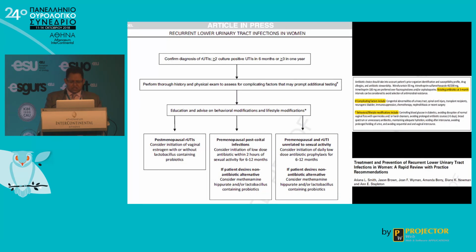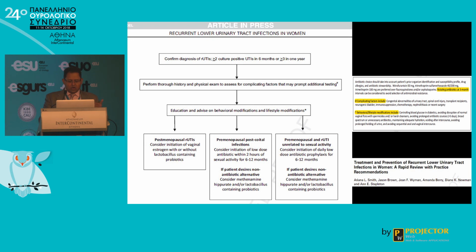And finally, this has just been published in the Journal of Urology. You have treatment of recurrent infections in females. You stratify them into postmenopausal UTI, premenopausal but related to coitus, so postcoital infections, and then premenopausal recurrent infections. And what they found in postmenopausal is there's a big role for topical estrogen or probiotics. In premenopausal, you need to consider a low-dose antibiotic about a couple of hours before sexual intercourse.